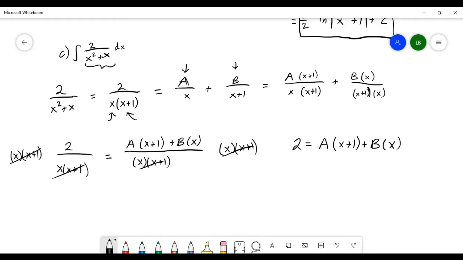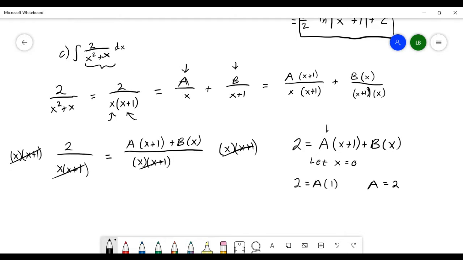And we can actually solve this equation because it has to be true for any value of x. Right? This sum of fractions will hold regardless of the value of x. It means we can actually choose specific x values in order to solve for A and B. So for instance, I'm going to choose x to be 0. And we have 2 equals A times 1 plus B times 0. Since B times 0 is 0, we just get that A is equal to 2.